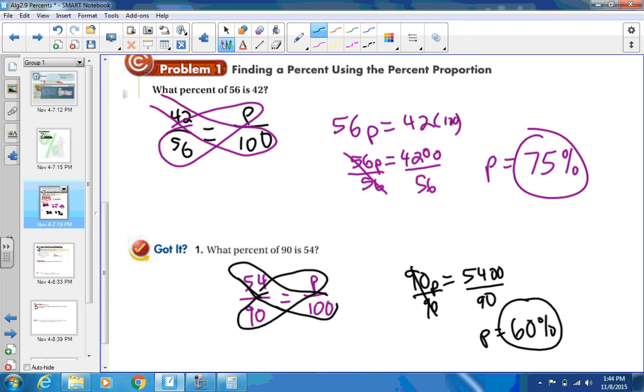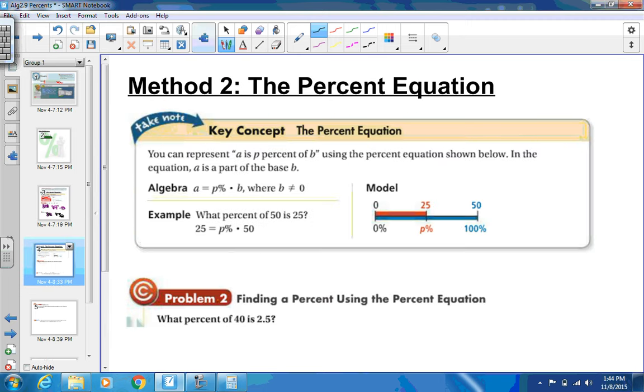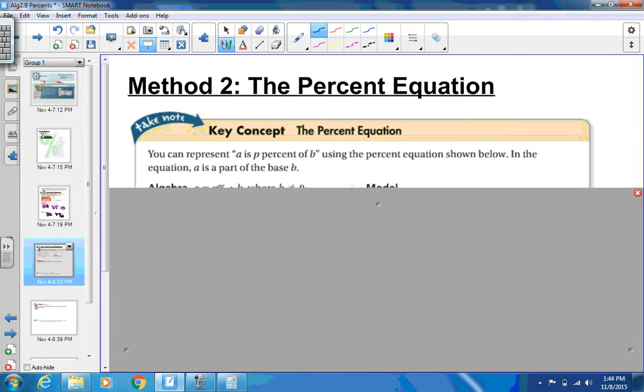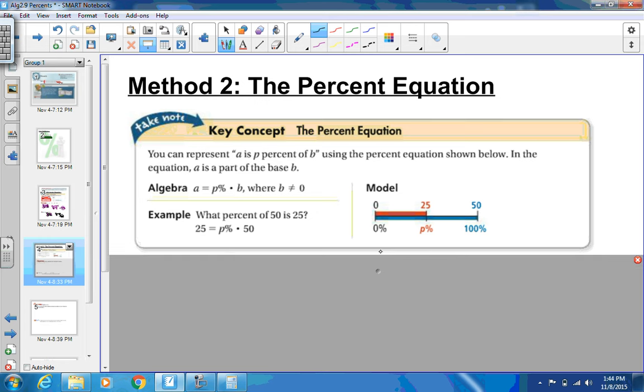All right? We're going to go on to method 2 here. Method 2 is called the percent equation. Again, it's pretty similar, but we're going to just make a little equation from it. So it says you can represent A as P% of B using the percent equation shown below. We talked about making equations from key math terms. So that's kind of what you're doing here.